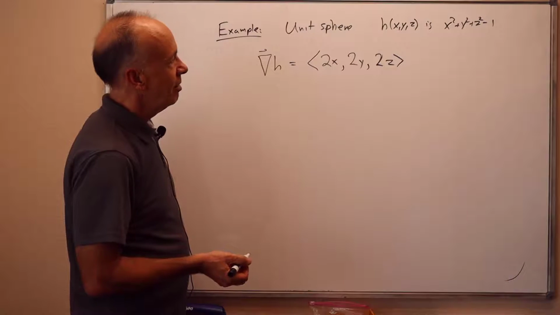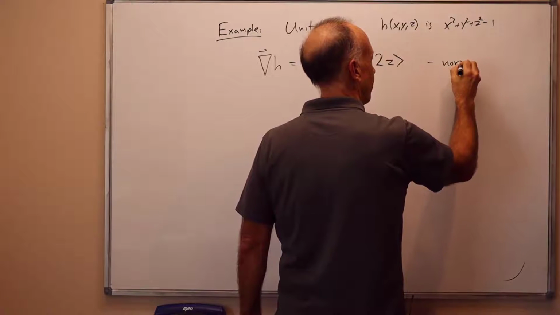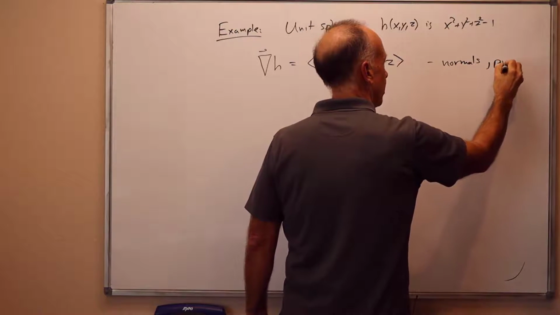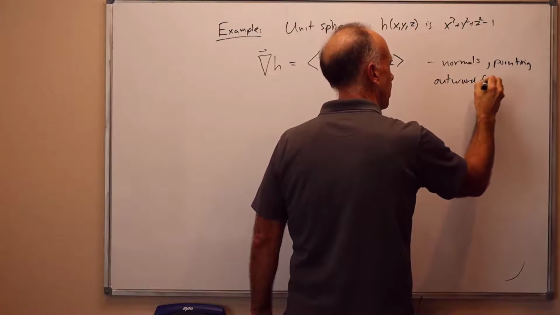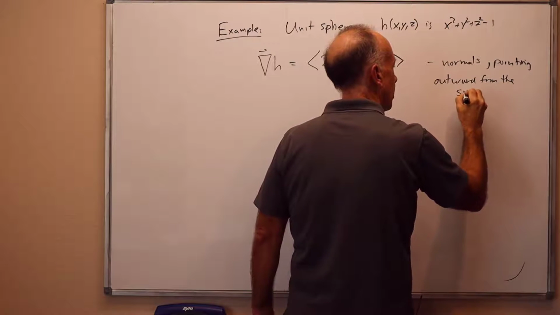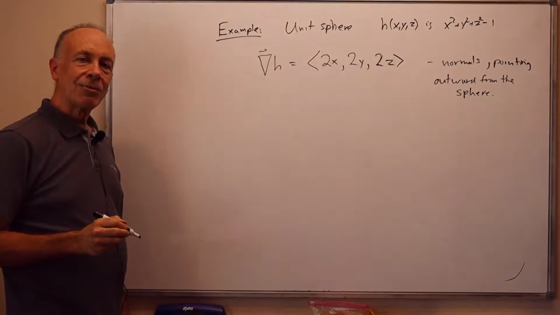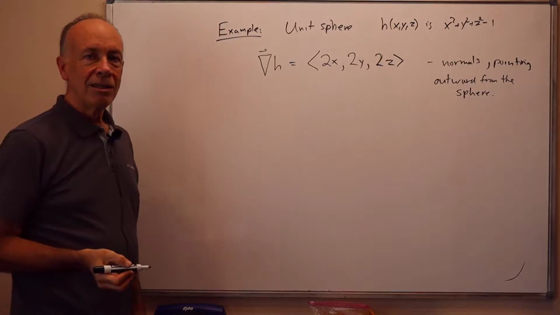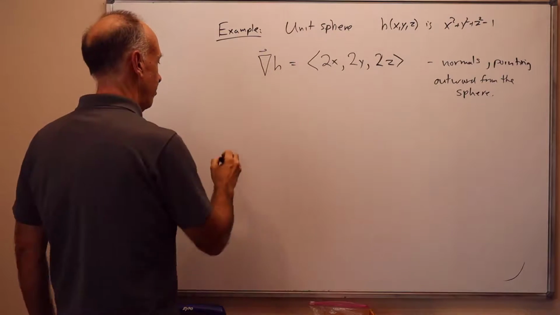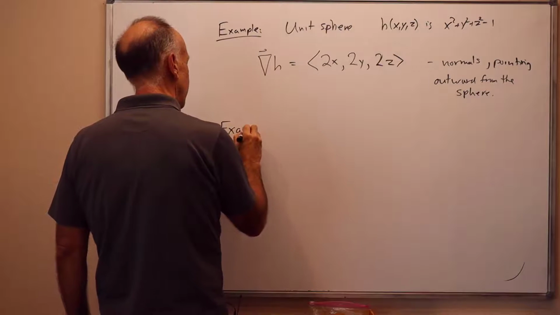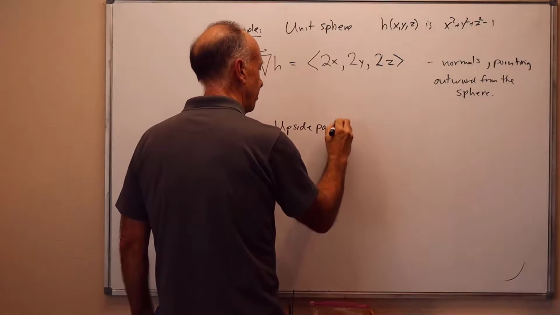You do have to check whether it's going inward or outward from the sphere. Turns out these are normal vectors, not unit vectors though, pointing outward from the sphere. To get unit normals, you could either divide by the magnitude, or you could notice that x, y, z, since it's on the sphere, is a unit vector, so if you divided by 2, you would get a unit vector. So very easy.